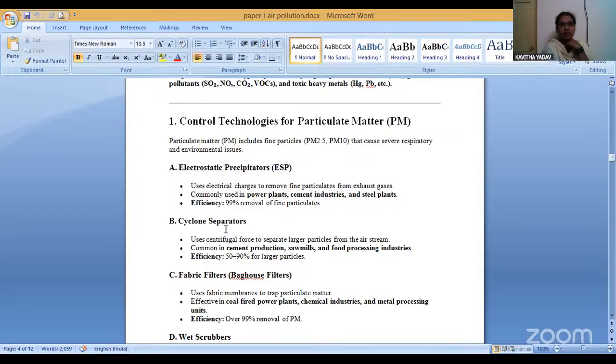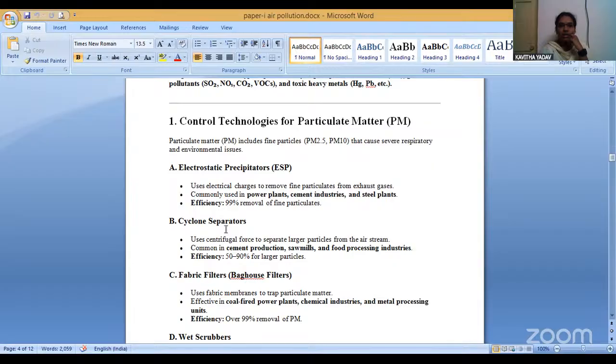Electrostatic precipitators. ESP means electrostatic precipitators. They use electrical charges to remove fine particulates from exhaust gases. By using electricity, you can charge and remove the particles present in the exhaust gases. Commonly used in power plants, cement industries, and steel plants. The efficiency of electrostatic precipitators is 99% removal of fine particulates.